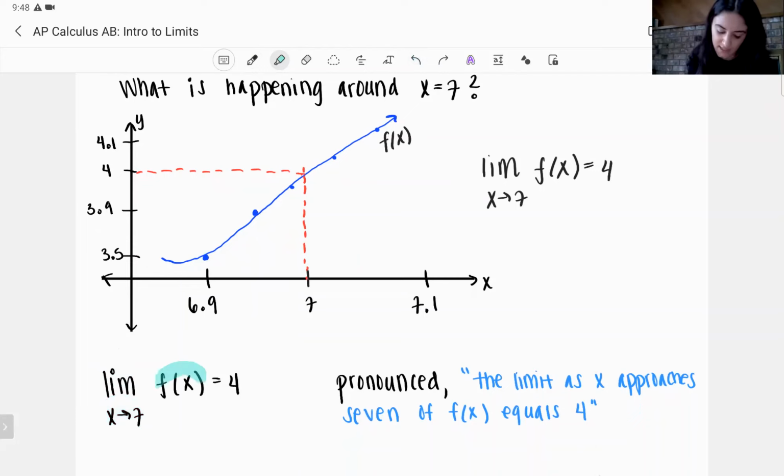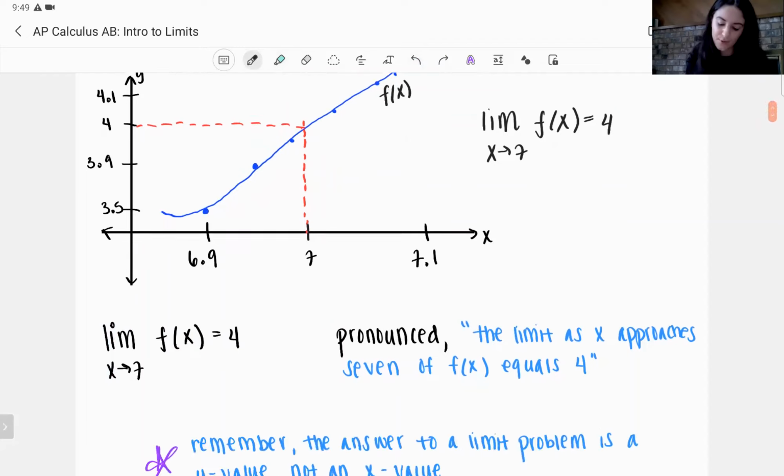And then this part right here tells you which function we're looking at. So if you have multiple functions on a graph, this is saying, hey, I want you to find the limit of the function f of x. And then on the right side here, this is what we solve for. This is the y value that the function gets really, really close to as x approaches 7. And so how you would pronounce this whole thing is you would say the limit as x approaches 7 of f of x equals 4. So let's do another example.